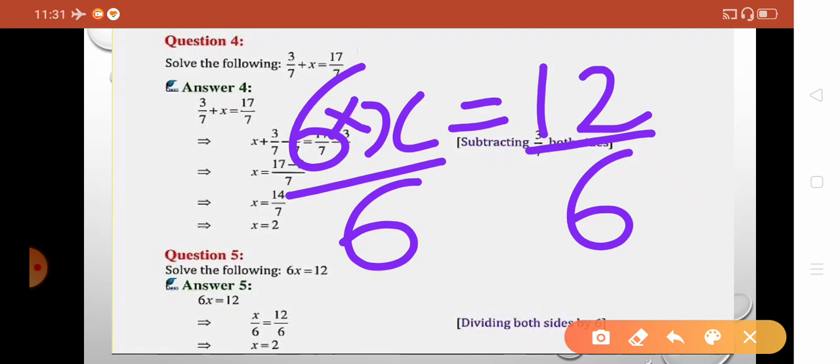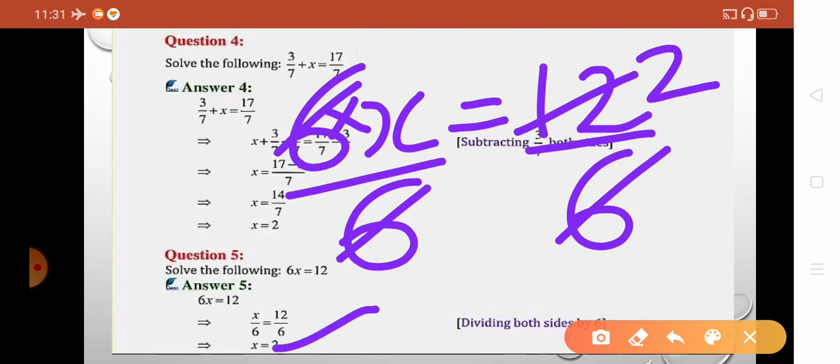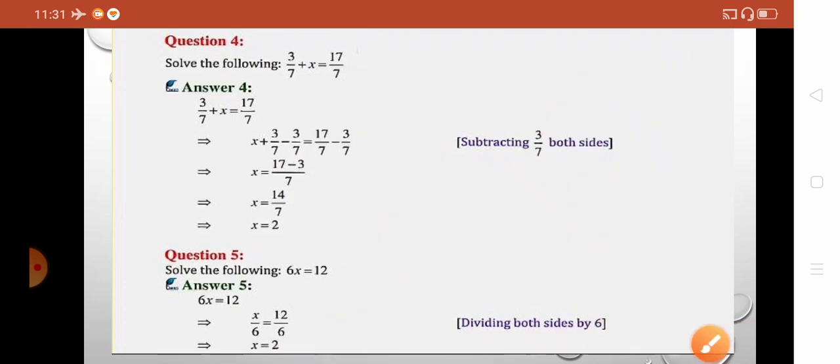So the opposite of multiplication is division. Whenever multiplication is given you have to divide, and whenever division is given you have to multiply. So 6 will cancel 6, and 6 2s are 12. So the value of x comes out to be 2.